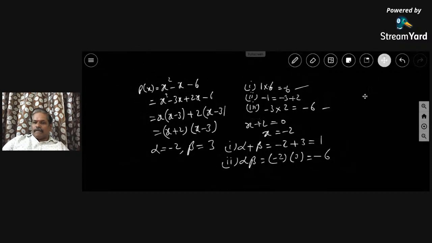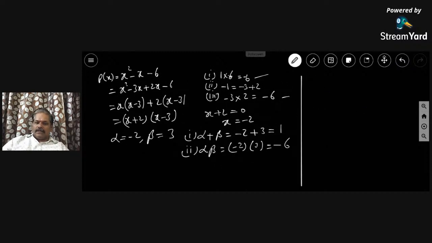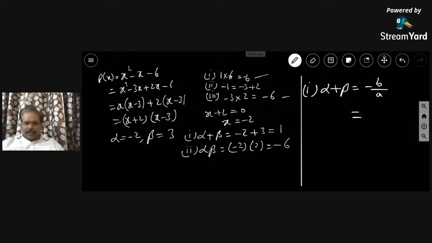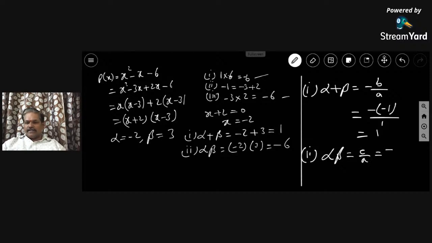When we apply the coefficient conditions, alpha plus beta is equal to minus b by a, minus of minus 1 by 1, which is minus into minus, plus 1 by 1, is 1. Second, alpha into beta is c by a, that is minus 6 by 1, which is equal to minus 6. So we got the same values, so it is verified.